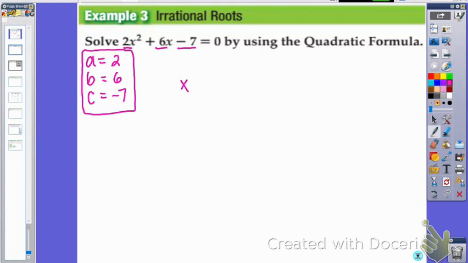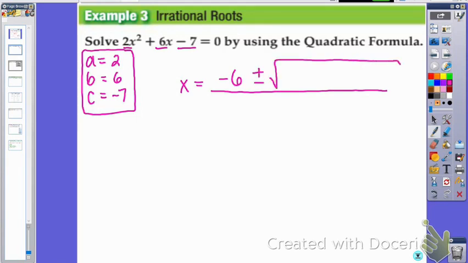So x equals, big long fraction bar, a negative B, so that's going to be a negative 6 this time, plus or minus the square root of B squared, so that's 6 squared, minus a 4 times the A value of 2 times the C value of a negative 7. All over 2 times the A value, which this time the A value is 2.